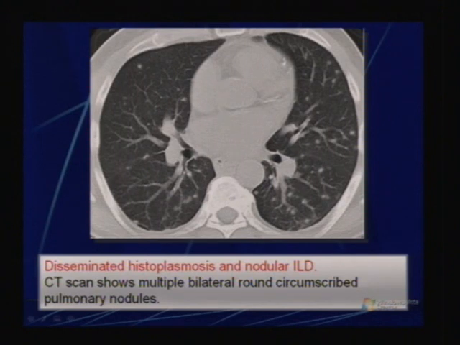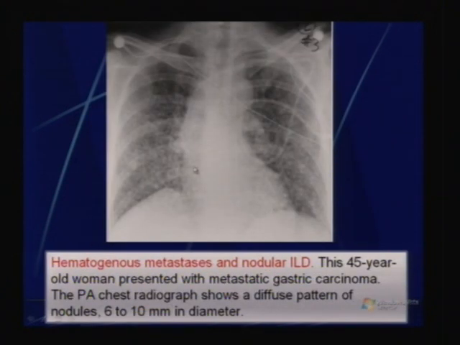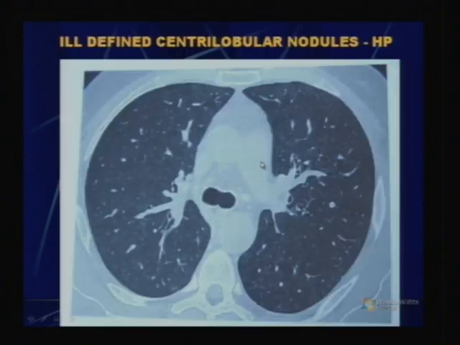This is what you can see here. You can see these multiple nodules on both sides. They are scattered, they are sparse, as seen in a patient with histoplasmosis. This is another case, a patient with hematogenous metastasis, and you can see that both lung fields are uniformly studded with multiple nodular shadows. There is very little linear or reticulation in this situation.